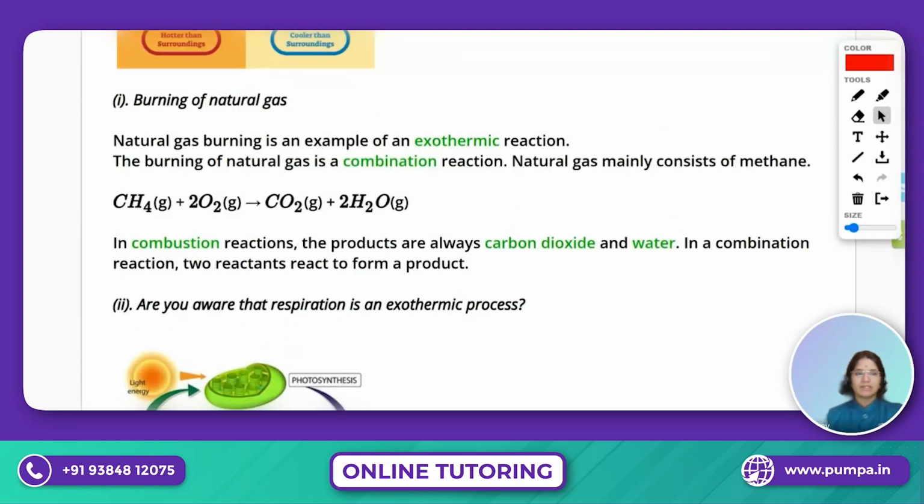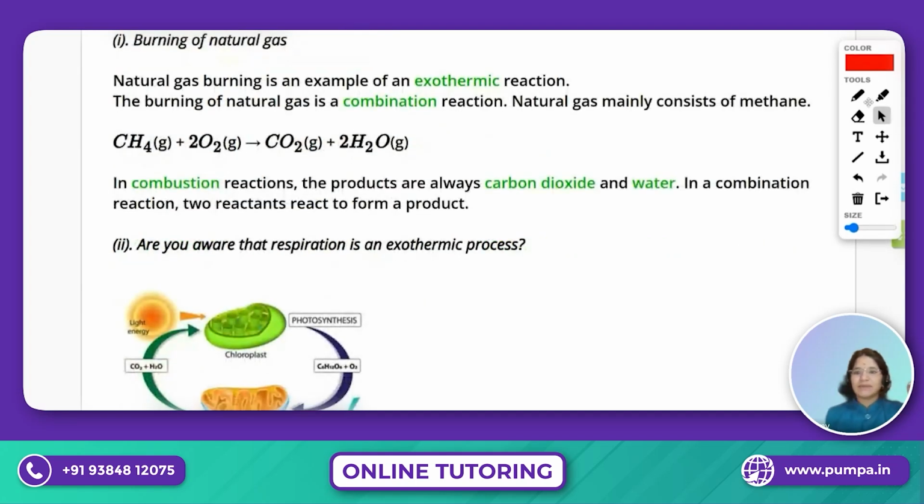So when you are considering burning of natural gas, you are getting it as an exothermic reaction. Okay. Yes, the first example, the combination reaction, is also exothermic. Any reaction in which heat is released is an exothermic reaction. Okay?